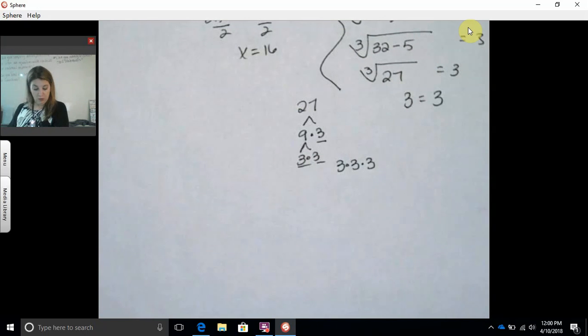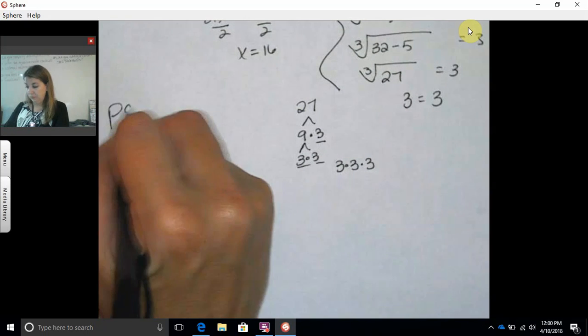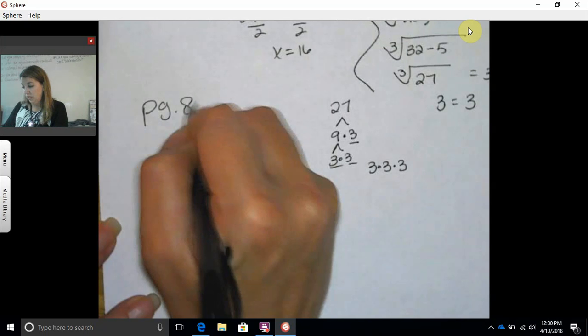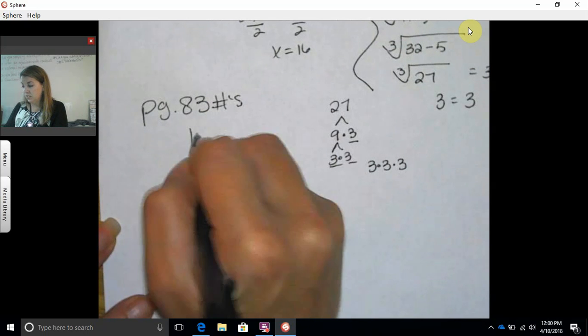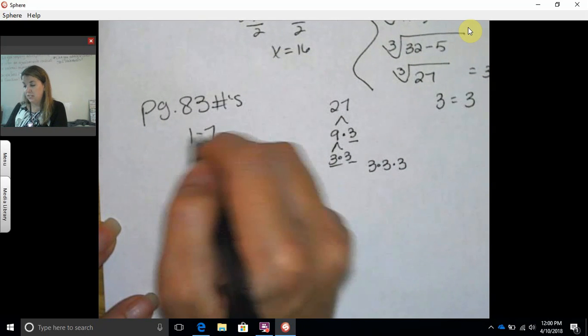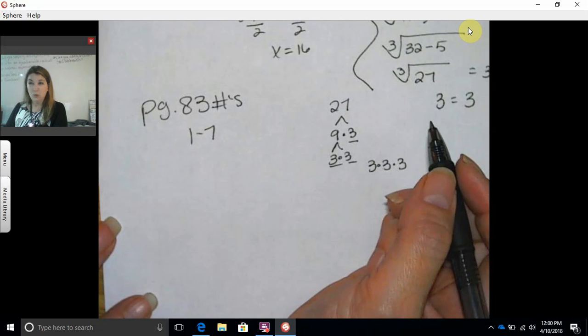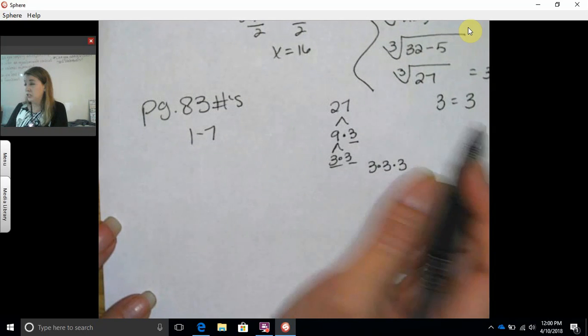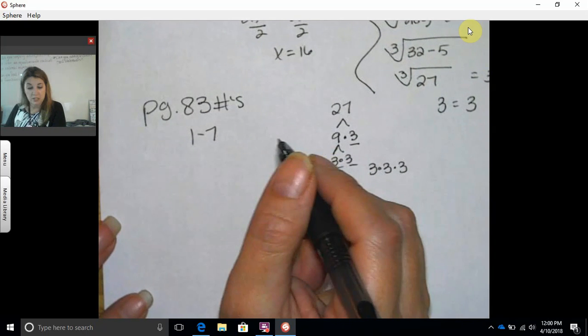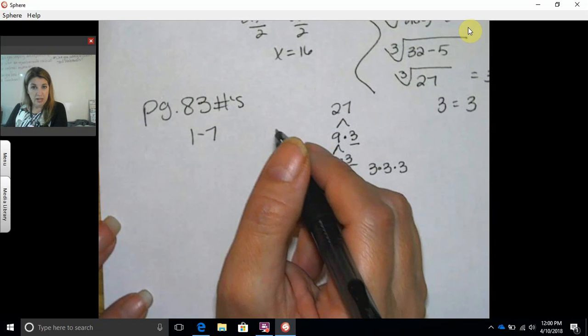So I want y'all to do on page 83, numbers 1 through 7. Obviously, we just did 2 together, so make sure that's also on your paper. Show all your work. You're probably going to want to do that on a separate sheet. I don't want you trying to cram 7 problems on the same page.